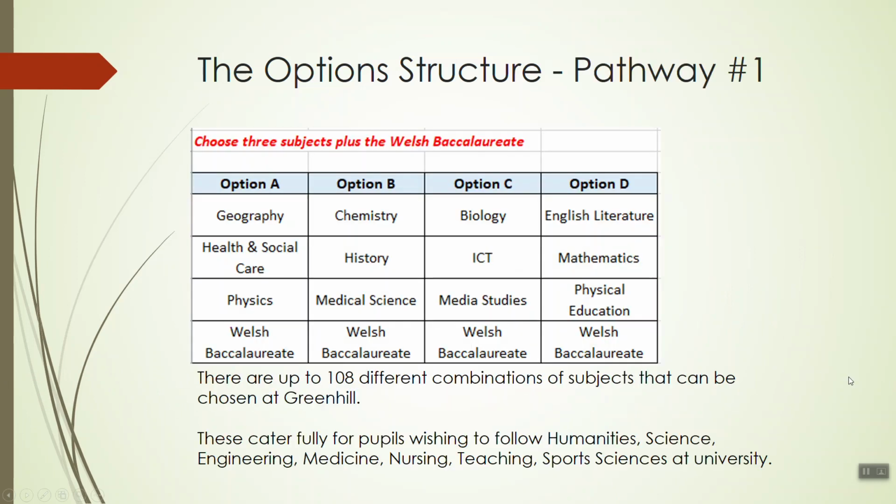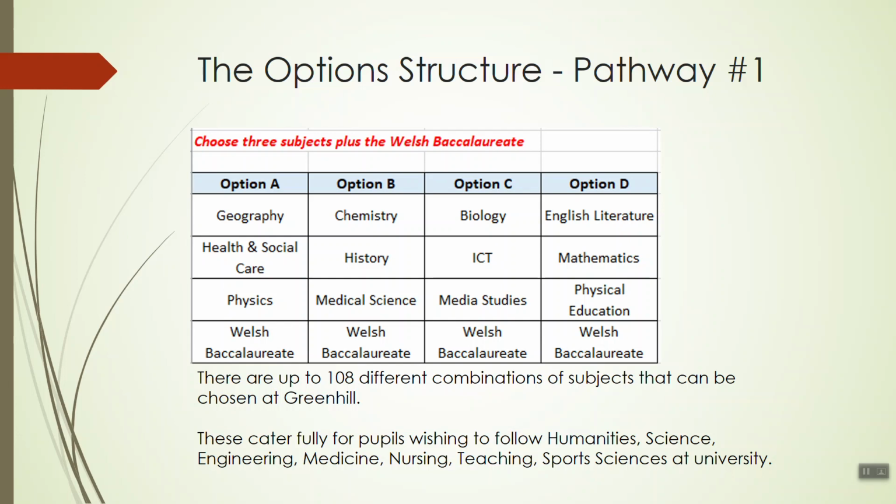So if we take a look first of all at the Greenhill pathway, this is what it's going to look like for next year's year 12. So you choose one subject in each column. So you would choose a subject from option A, one from option B, one from option C, and one from option D. And if you choose to study just at Greenhill, there's actually 108 different combinations of subjects that you can choose from that grid.